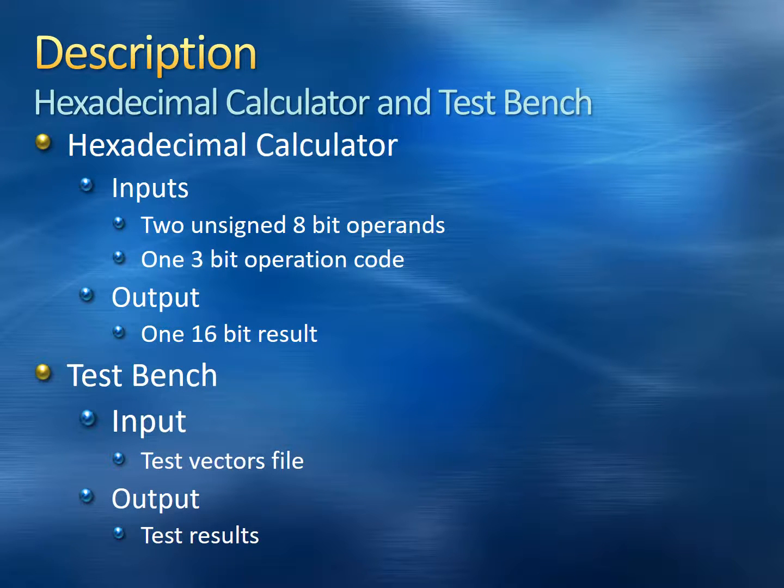This is a description of the design. It's very high level. The calculator inputs are 2 unsigned 8-bit operands and 1 3-bit opcode. The output is a 16-bit result depending on the inputs and the opcode. The test bench provides the inputs to the calculator and checks the results. The input to the test bench is a text file containing test vectors, and the outputs are the results of the test, either printed to the screen or to a file.